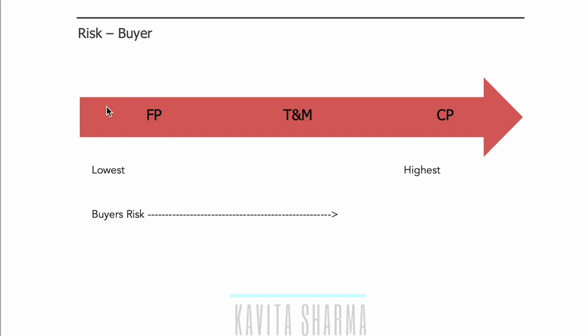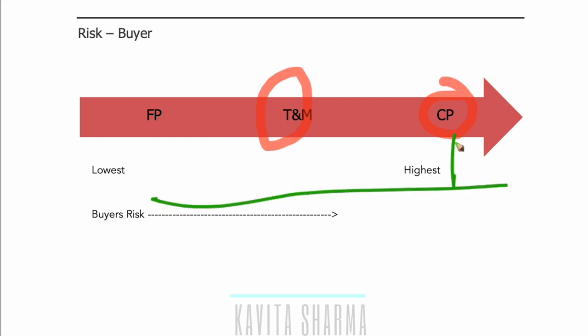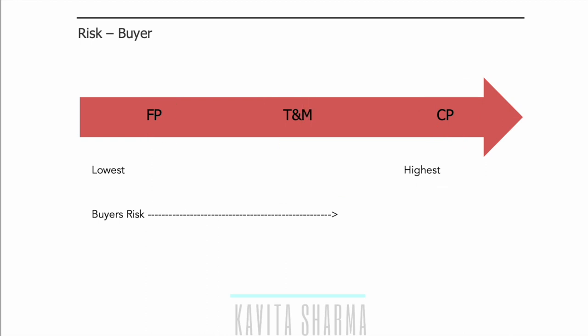For a buyer, the lowest risk is the FP contract, and the highest is CP. The hybrid is T&M. For a seller, the lowest risk is CP. They are happy here. If a seller gets a cost plus contract, the seller is going to be really happy because they are getting reimbursed for all the work or deliverables they are producing, and they are getting their services cost as well. T&M becomes slightly okay because they have margins per rate of unit. And FP becomes really bad for a seller because any risk that emerges, they are the ones who are going to bear the cost. So that's the reason seller and buyer objectives are slightly different.